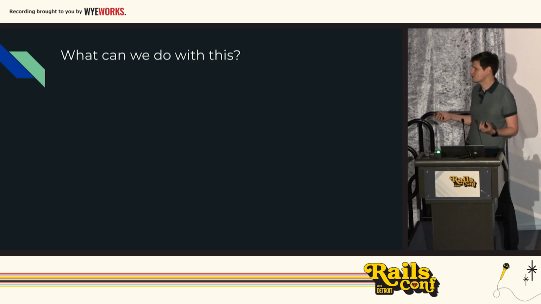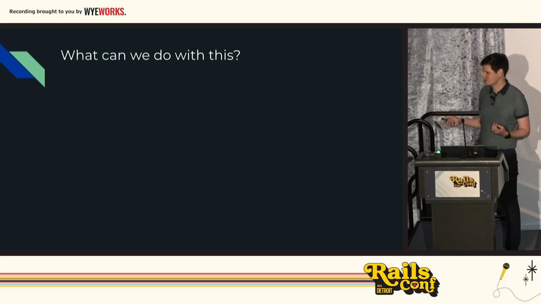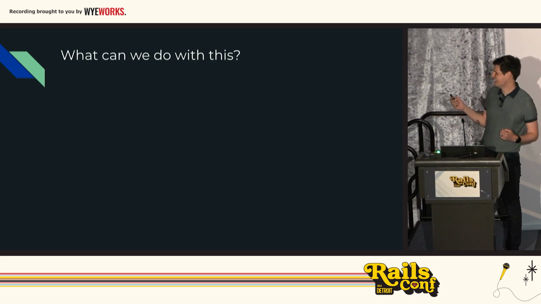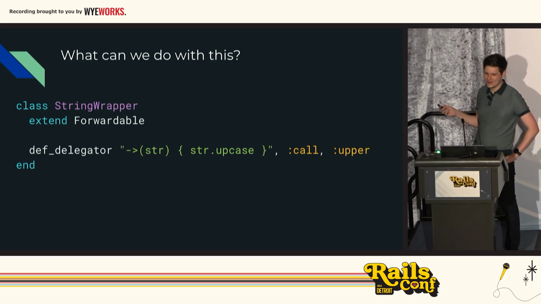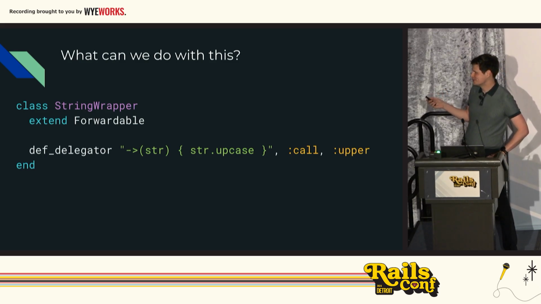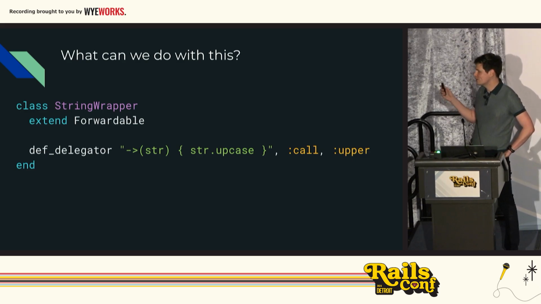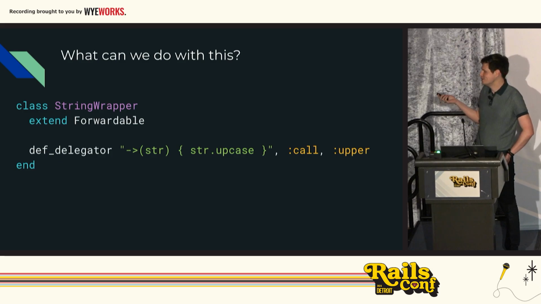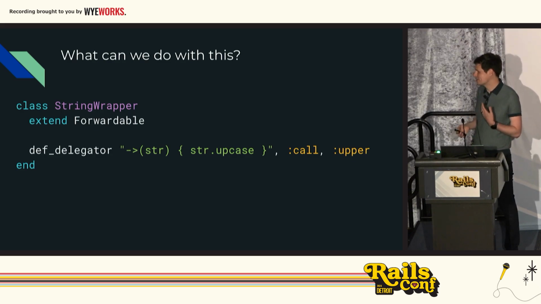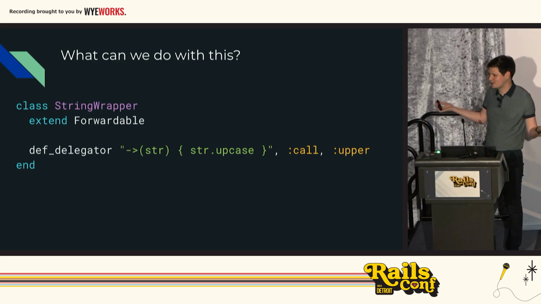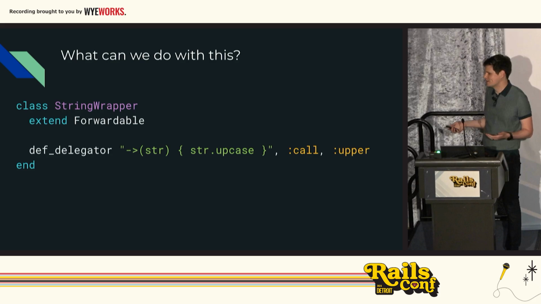Something even cooler and much worse that we can do is put a lambda in a string. We can delegate the call method to it with delegate or def_delegator, and with def_delegator we can name it whatever we want. So we can use this to just define an arbitrary method. We could put anything in that lambda string, and as long as we delegate call to it, it calls the lambda, and then we can name it whatever we want.